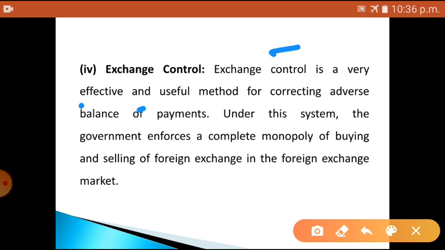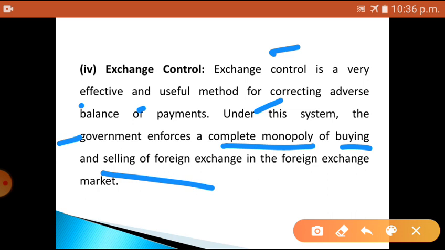Under this system, the government enforces a complete monopoly of buying and selling of foreign exchange in the foreign exchange market. Exchange control means the government enforces a monopoly on the buying and selling of foreign exchange.